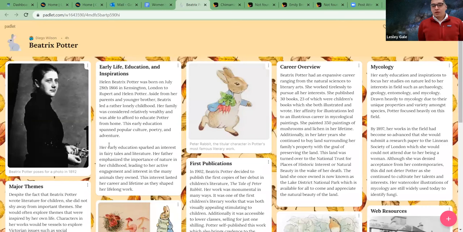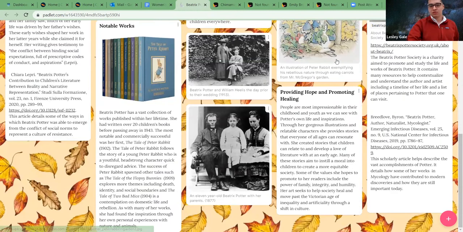Hi everyone, my name is Diego. I decided to do my Padlet on Beatrix Potter. And to introduce her, I'm actually going to use the name of one of my sources down here. Where is it?